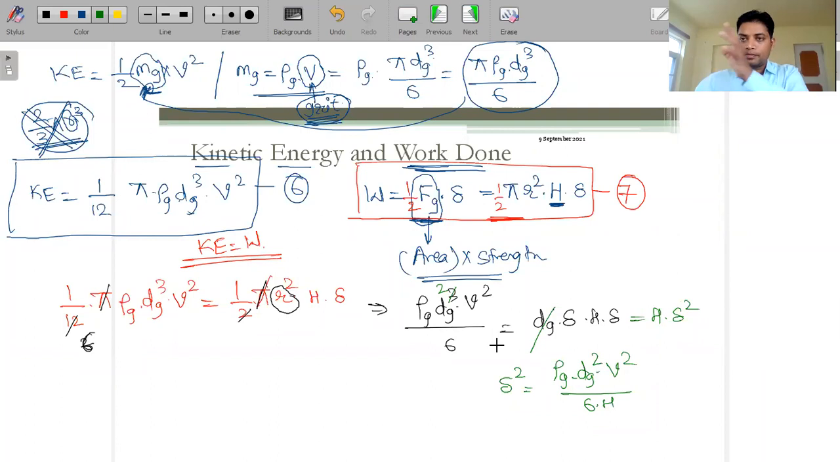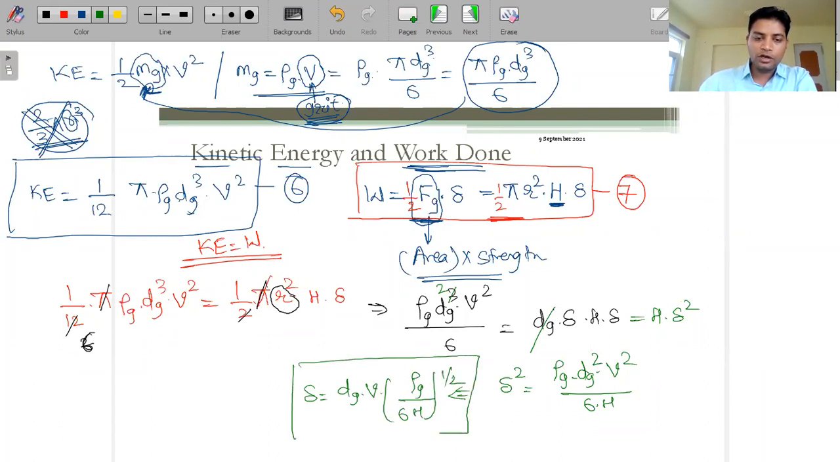Okay, so from here the delta will be equal to dg into v into the square root of rho g upon 6h, raised to 1 by 2. Okay guys, so this is the value of delta. Now if you look here, this dg is basically the diameter.